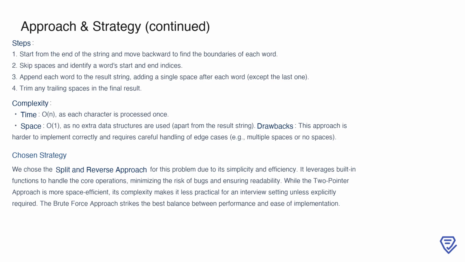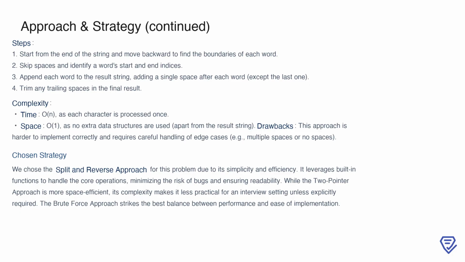Once a word is located, we append it to the result string, ensuring that a single space separates the words except for the last one. After building the result, we trim any trailing spaces to finalize the output. This approach also has a time complexity of O(n), as each character is processed once, but it significantly reduces space complexity to O(1), apart from the result string itself.